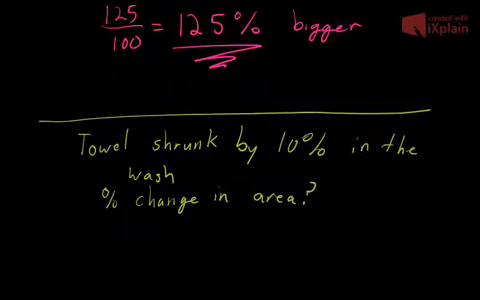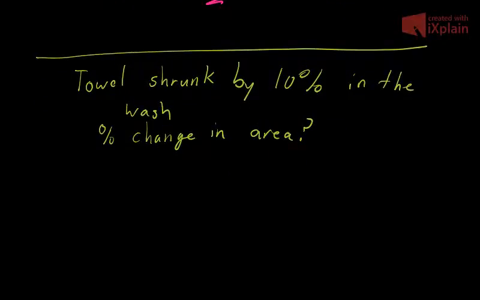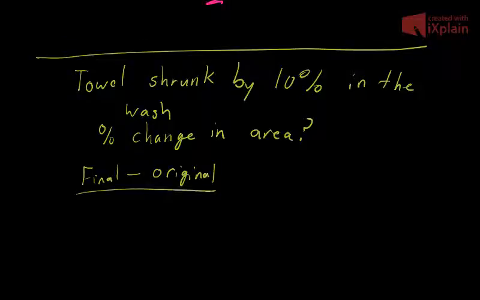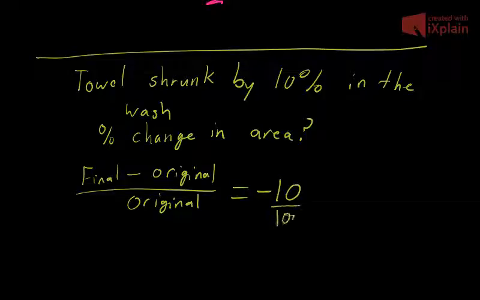So if something shrunk by 10%, that means that it's going to be 90% its original size. So if it shrunk by 10%, that means that the final minus the original divided by the original would be negative 10 over 100.